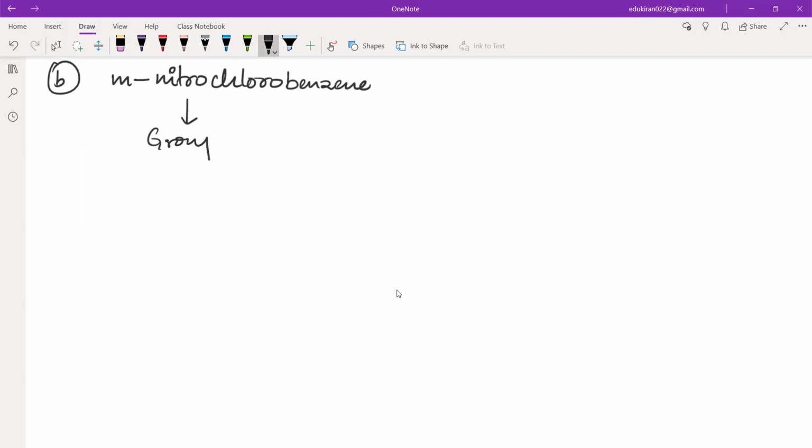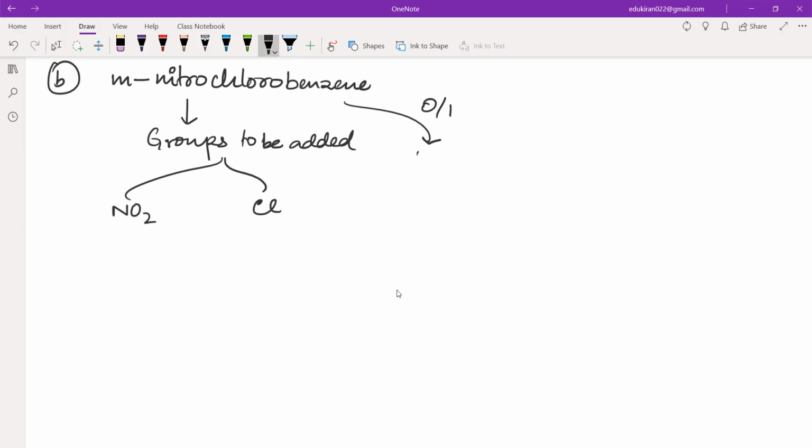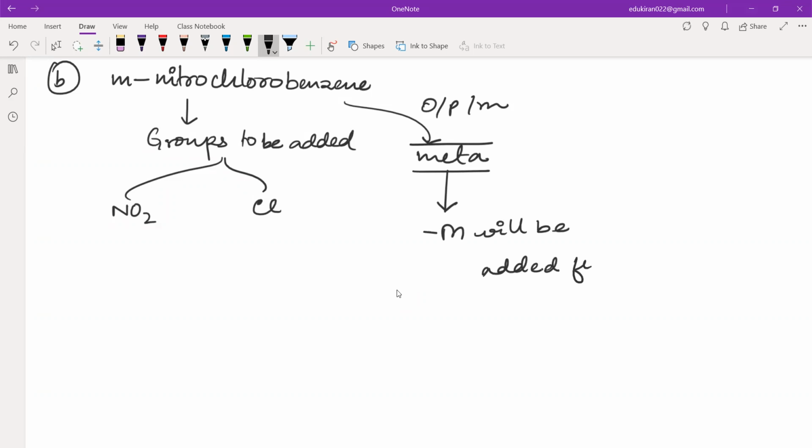Yes, m-nitro chlorobenzene. Tell me which groups are being added. Nitro and chloro. Then tell me, is it ortho, meta or para? What do we have to make? Meta. So plus M or minus M? Minus M will be added first. So between NO2 and Cl, which will be done first? Nitro. This will be first, second will be chlorination.